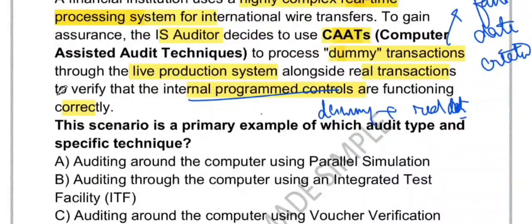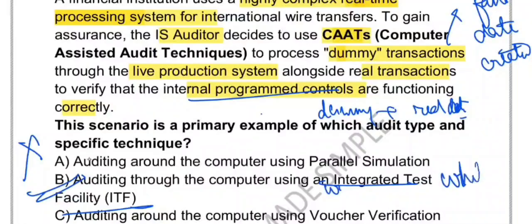Option A says auditing around the computer. See, auditing around the computer using parallel simulation, this is not the correct answer, right? B says auditing through the computer using integrated test facility. Yes, it is the correct answer. This is also called the white box approach. Sometimes in the previous case we have seen black box. This is called the white box approach, right?